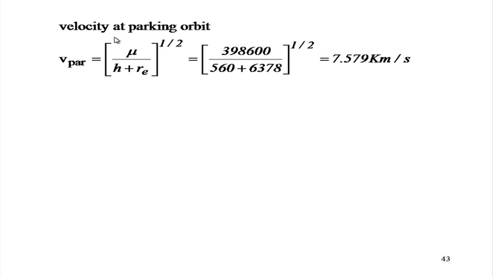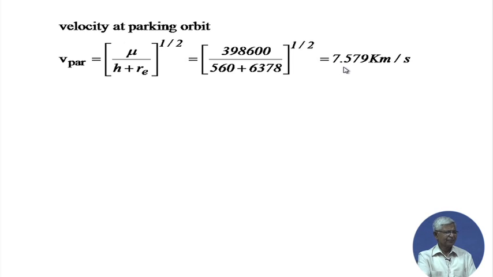So, velocity at the parking orbit is the square root of mu by h plus re, that is orbital height plus the radius of the earth. In this case, orbital height is 560 kilometers, radius of the earth we just assume 6378, and the mu value is known. So, it comes out roughly to about 7.5 kilometers per second. Do not worry about the digits after the decimal in your calculator; there may be some small error here and there. That is at the circular parking orbit at 560 kilometer orbital height.